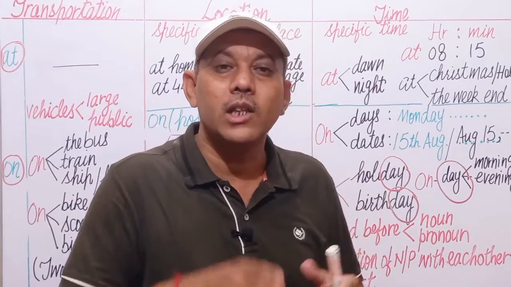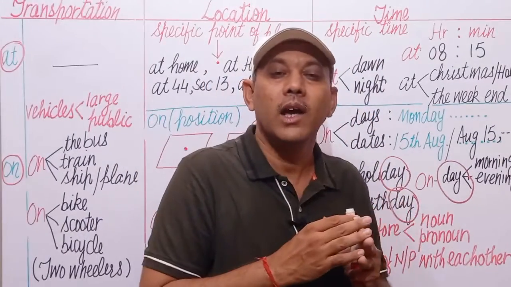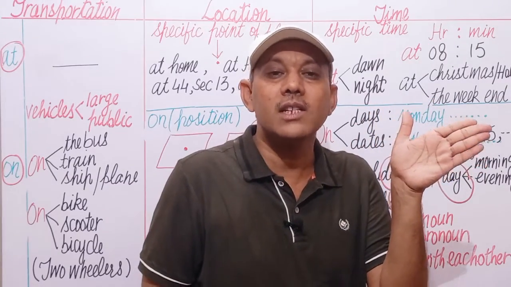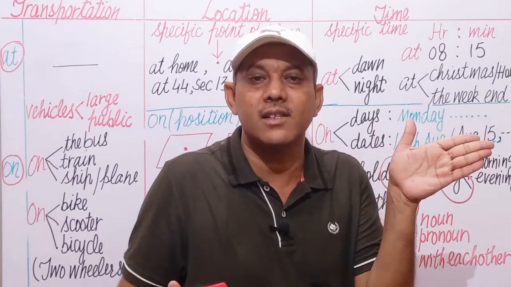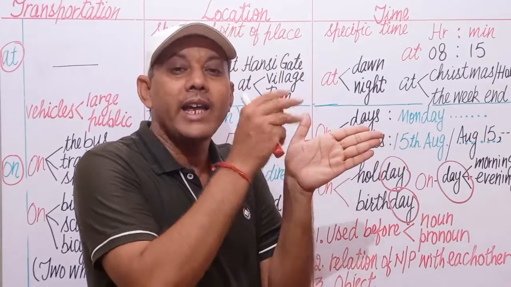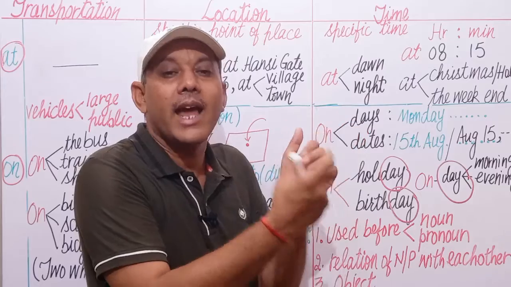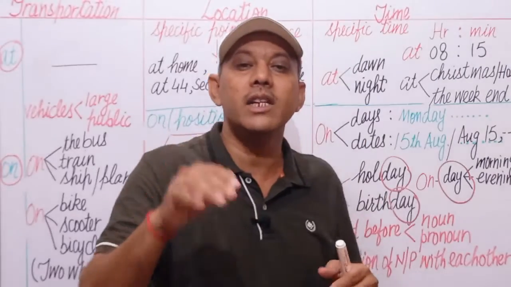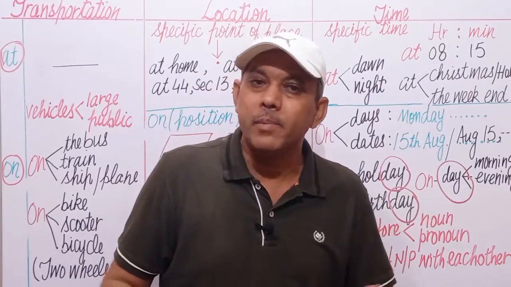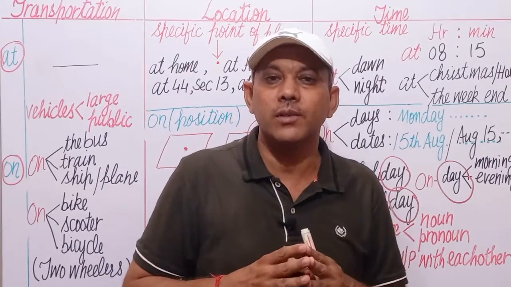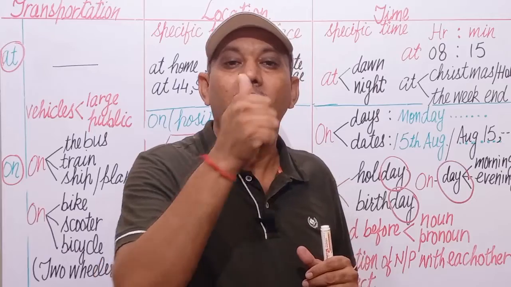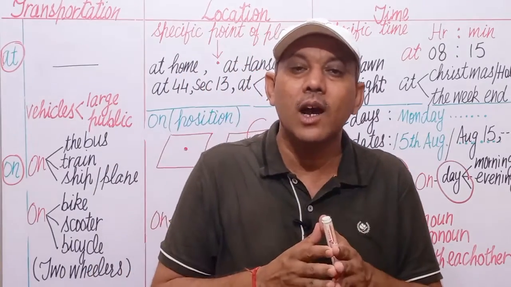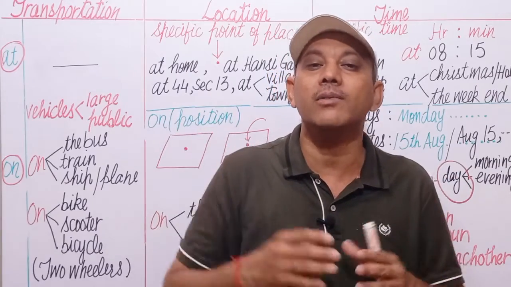For example, the book is on. Can I put a full stop here? No, because this is not a complete sentence. This is not a sentence. The book is on. I have to insert an object after this preposition. For example, the book is on the table. A preposition can be used at the end of the sentence, in the middle of the sentence, and sometimes in the beginning of the sentence.